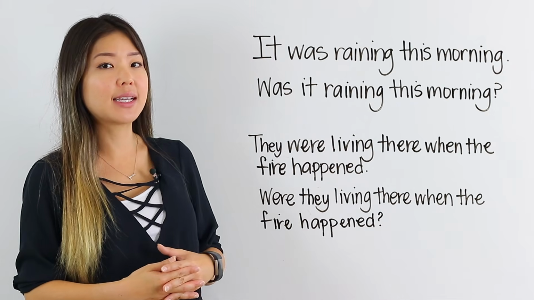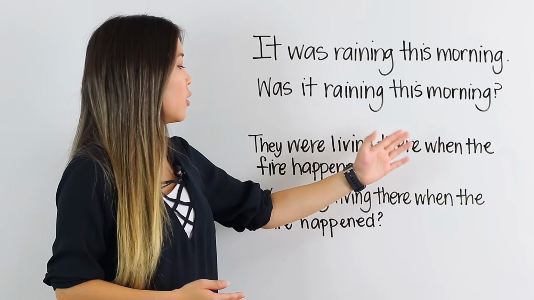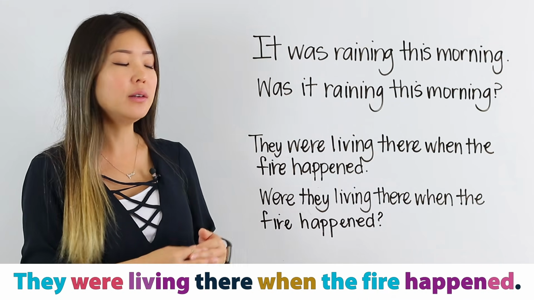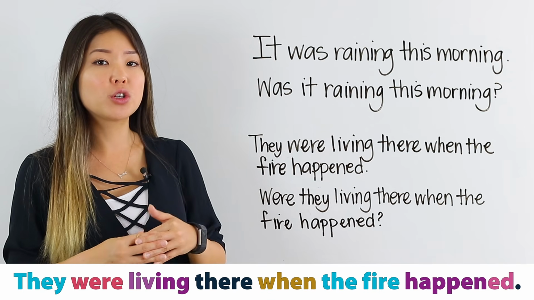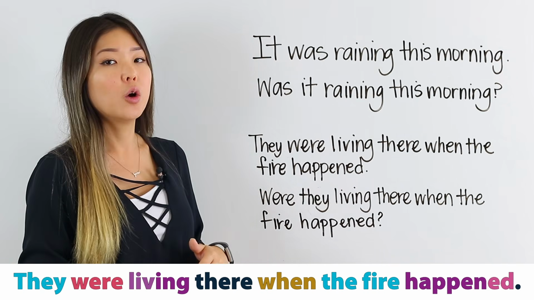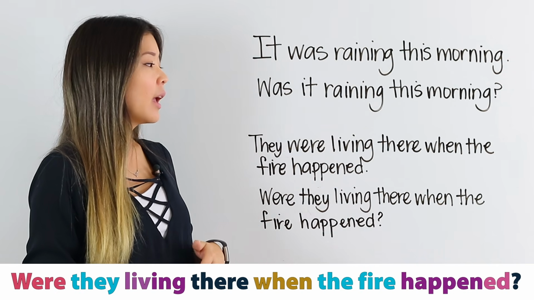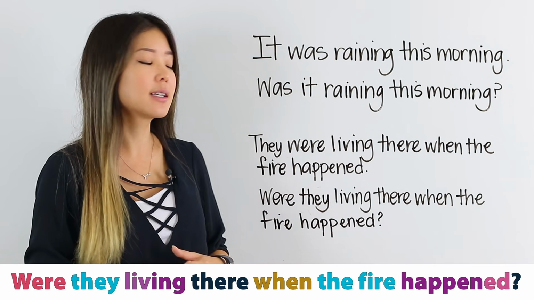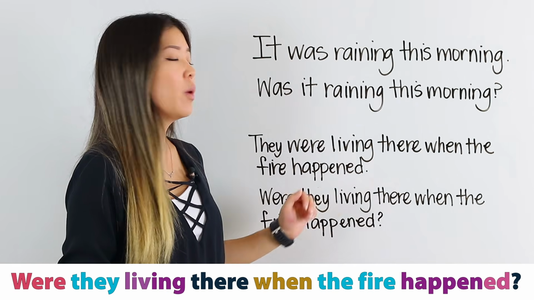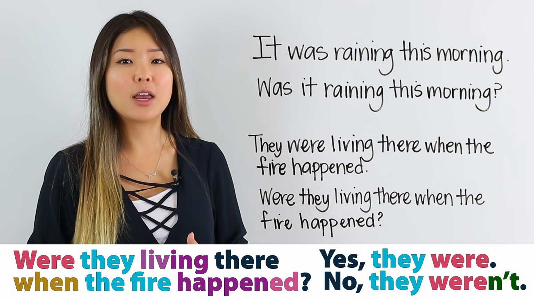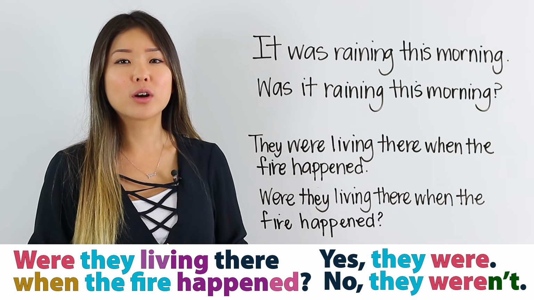The next statement says, "They were living there when the fire happened." To turn this into a be question, again, we just switch the order of the first two words. Instead of "they were," we say "were they?" And again, the rest of the words can stay in the same place. Were they living there when the fire happened? And you can answer by saying yes, they were, or no, they weren't.